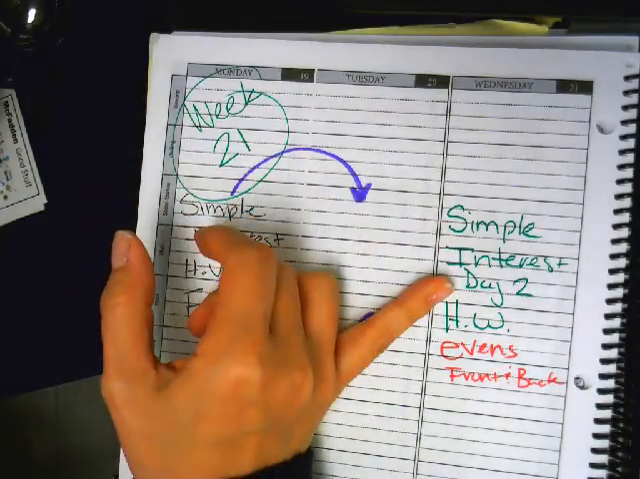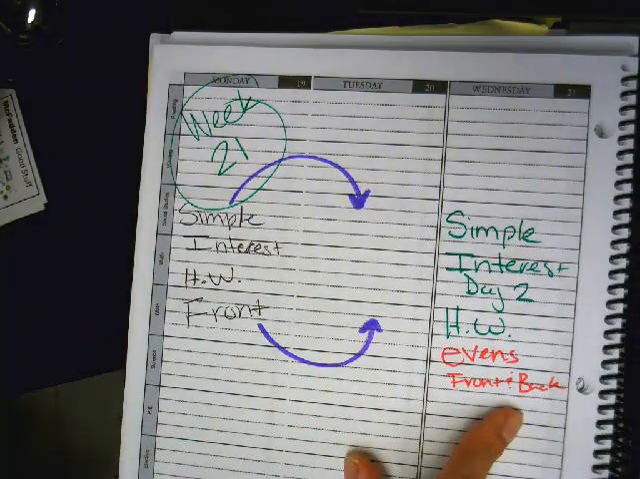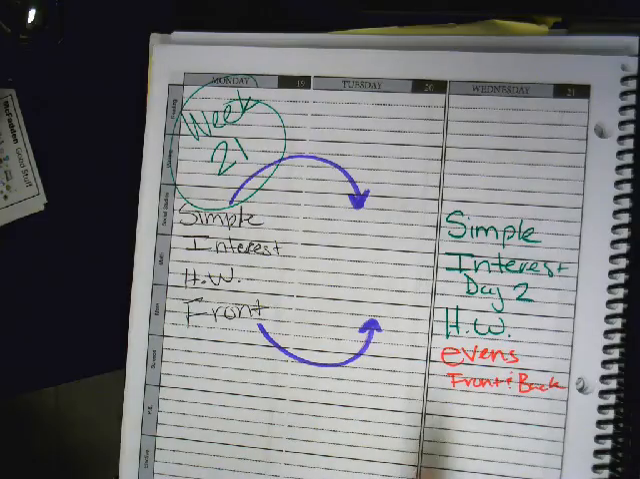Interest day 2. Your homework is going to be evens, front and back. What are evens? 2, 4, 6, 8, 10, 12, 14. Perfect. Okay, so make sure you do evens, front and back.